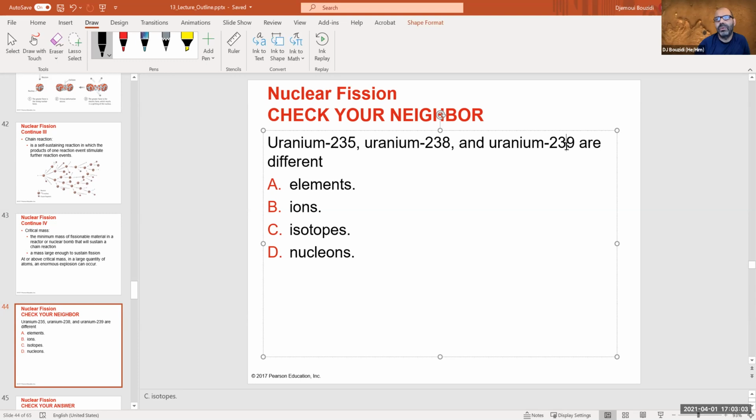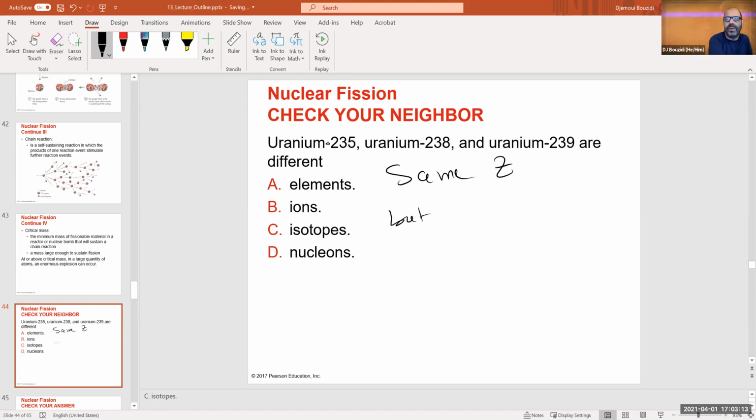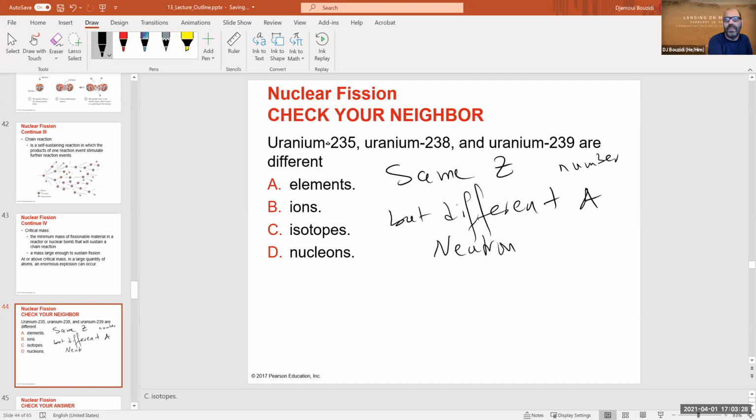Obviously, 235, 238, 239 are different isotopes, because they have the same Z number but a different A number. The same atomic number, but a different mass number because they have different neutrons. This one has 1 more neutron than uranium-238, which has 3 more than uranium-235.